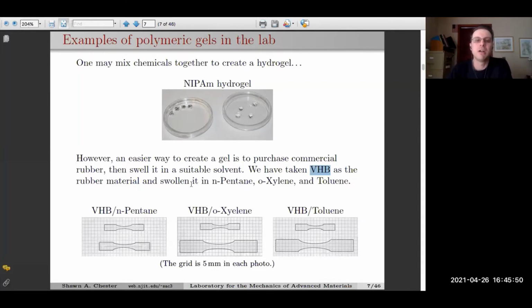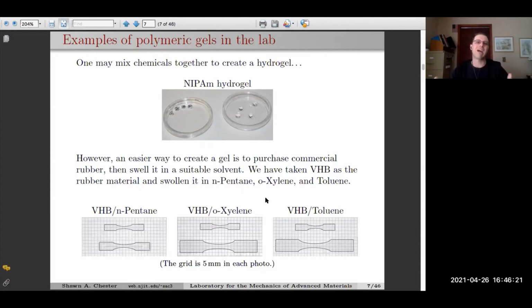And so we had some chemicals sitting around. We tried it out. And sure enough, if you take this VHB material, which is considered a regular elastomeric-like material, you swell it in pentane, xylene, and toluene. And sure enough, as you see in the images here, our dog bone tensile samples on the top, after sitting for 24 hours in solution, are now swollen and they're bigger.